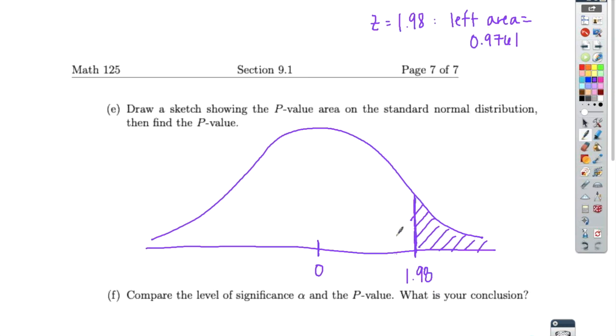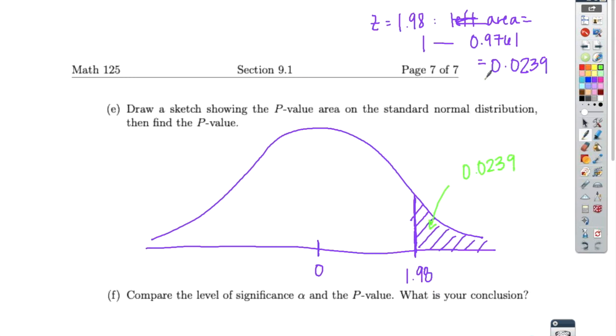Well, because 1.98 is on the right side of the curve, I'm going to find the right area by just doing 1 minus that. So this will find the right area. 1 minus 0.9761 is 0.0239. So that tells me that this right tail, just this particular right tail, is 0.0239.